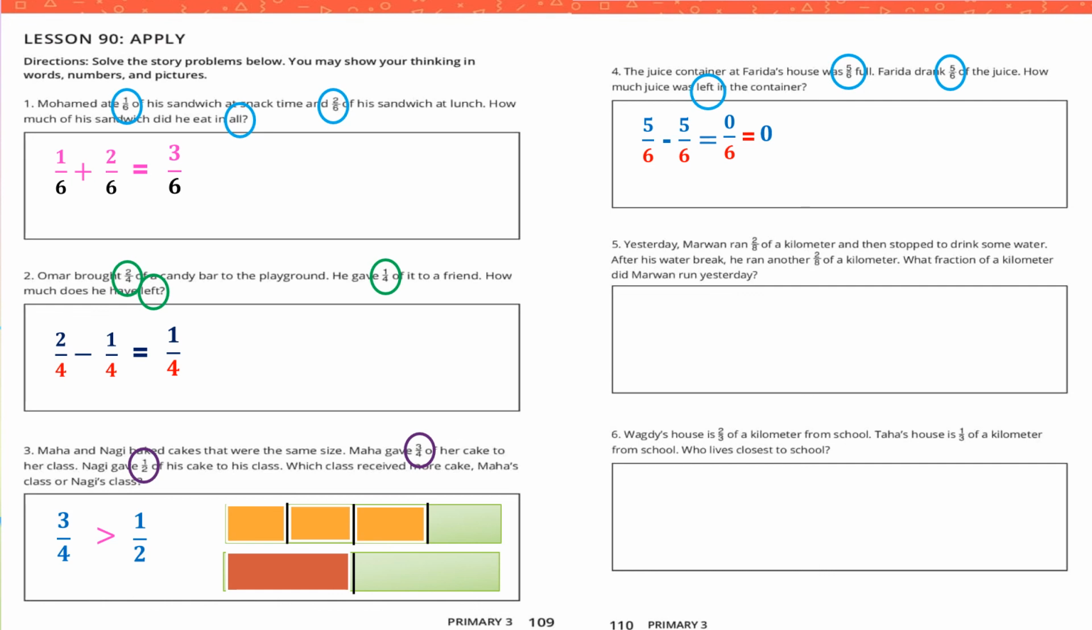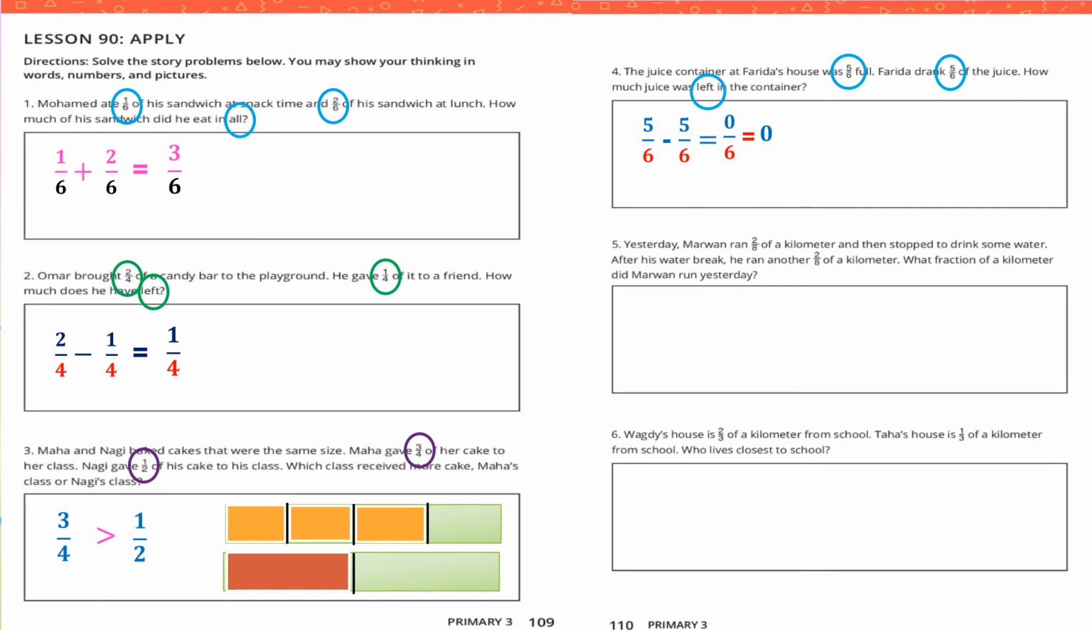0 over any number equals 0, except 0. So 0 over 1 equals 0, 0 over 2 equals 0. So 0 over any number except 0 equals 0. Like 0 over 1, 0 over 2, 0 over 3, 0 over 6, all of these equal 0.